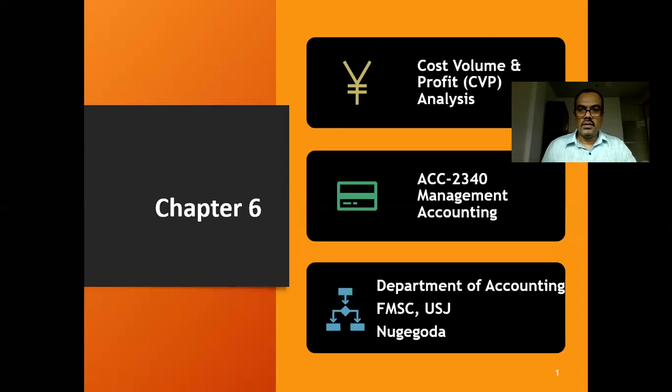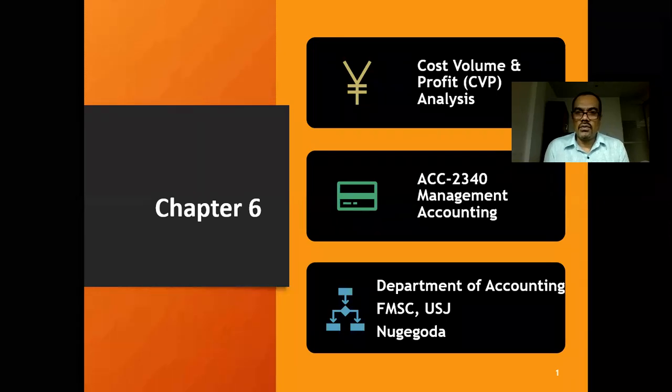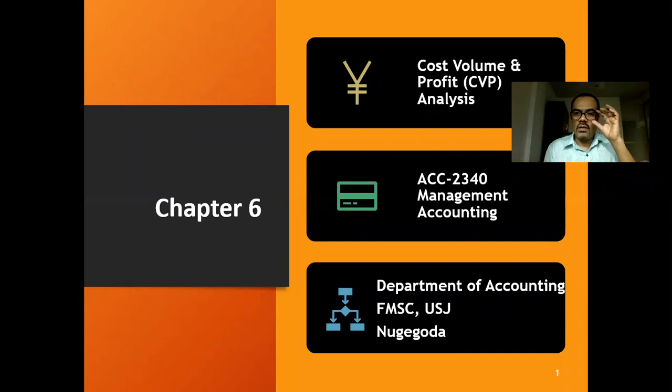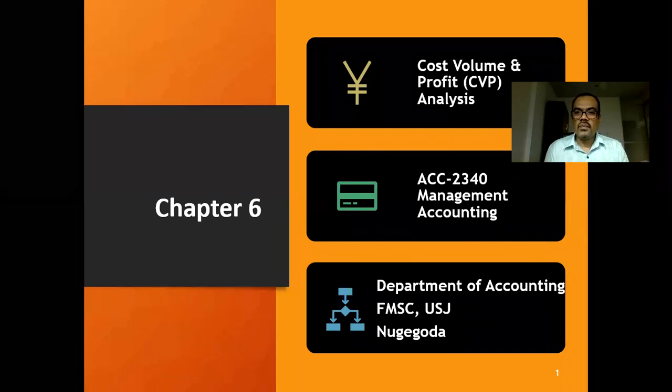Good morning to everyone. We are going to start the second part of CVP analysis. If I recall what we discussed in the previous week, the entire CVP analysis deals with three major variables: cost, volume, and profits.